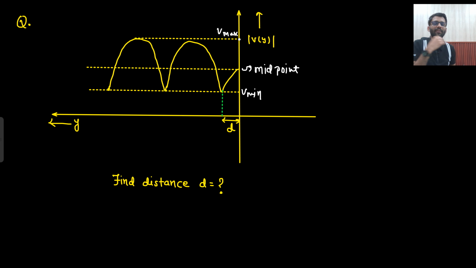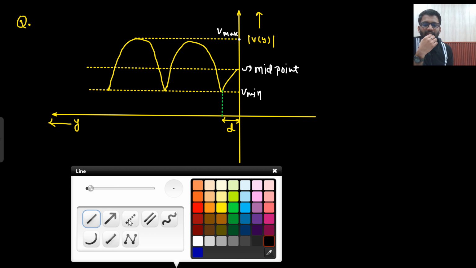Now let's solve a general knowledge question. This is a general knowledge problem. This conclusion will also be used somewhere, that's why I am asking it here. What I am asking is, what is the distance d? This distance d you need to tell me in terms of lambda. Try thinking about it. So let's start.